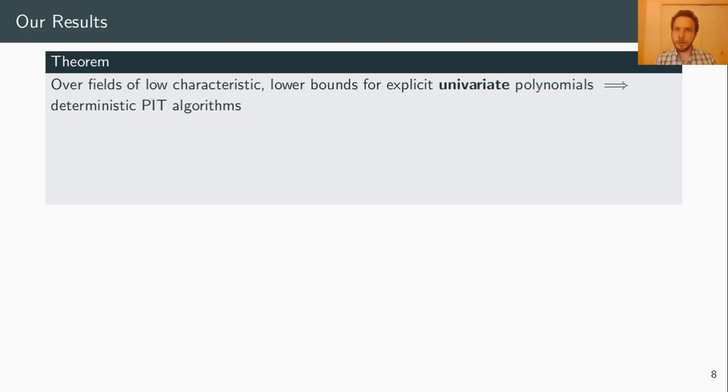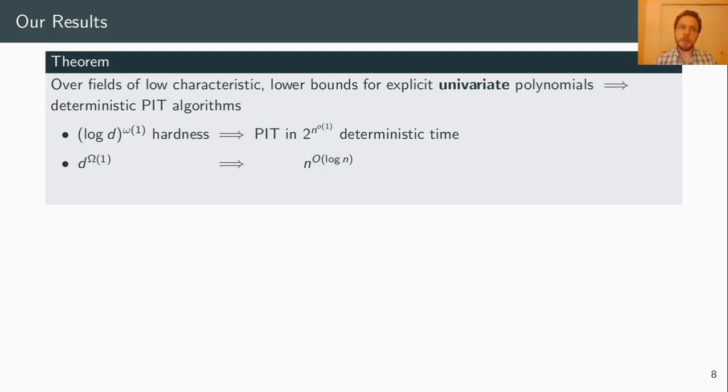Quantitatively, we're going to more or less match what Kabanets and Impagliazzo prove. That is, we're proving lower bounds here against degree d polynomials. So if we can prove a lower bound which is super polylogarithmic in d, then we'll obtain a sub-exponential time algorithm. And on the other end, if we prove a lower bound which is polynomial in d, we can obtain a quasi-polynomial time deterministic algorithm.